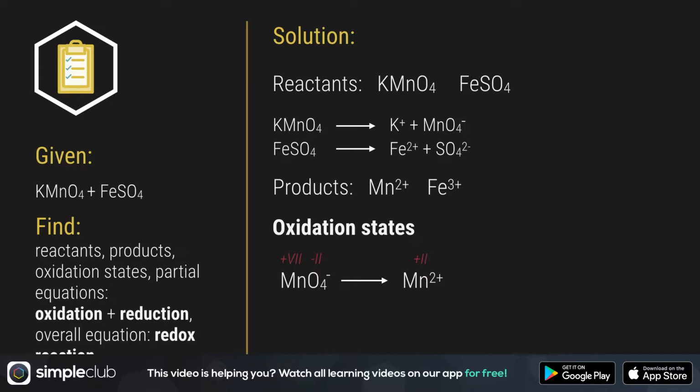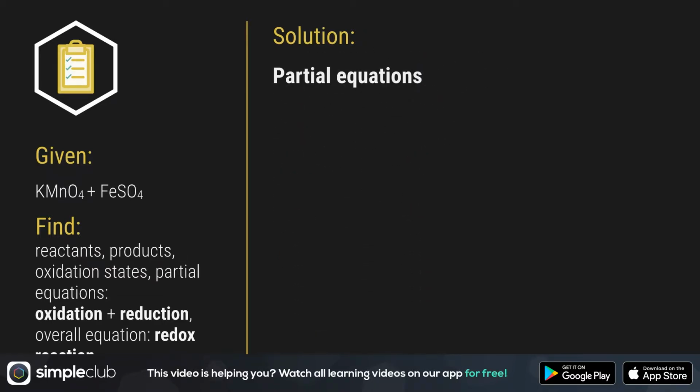Now on to the iron. It's really simple here too. Fe2+ has an oxidation state of +2 and Fe3+ of +3. Good stuff. Okay, now for the partial equations.